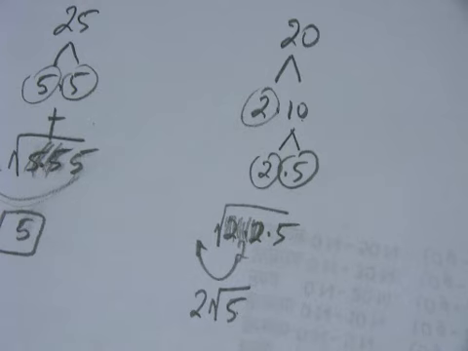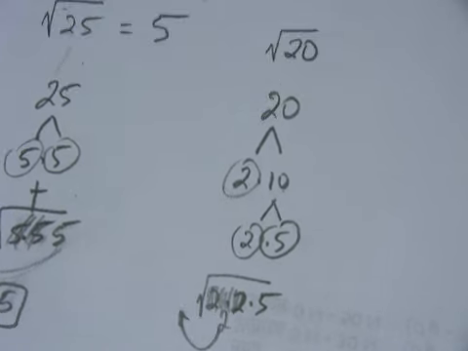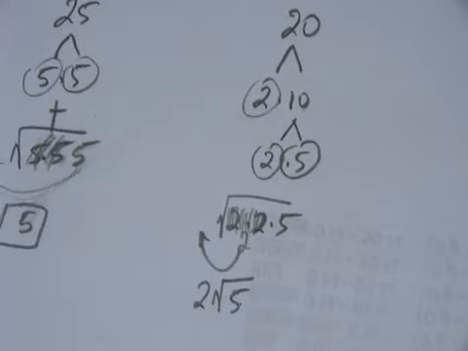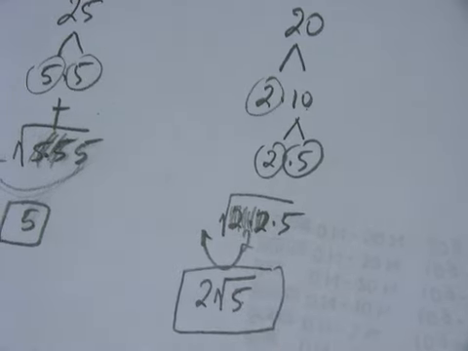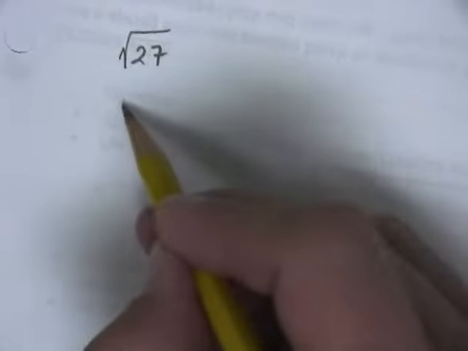So the answer to the question, what is the square root of 20 up above, is 2 root 5. That's the answer. How about we do one more? How about the square root of 27? Do one more, then we'll do some in your homework. Practice them.